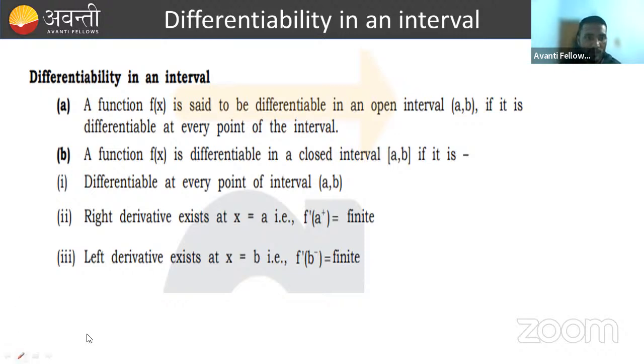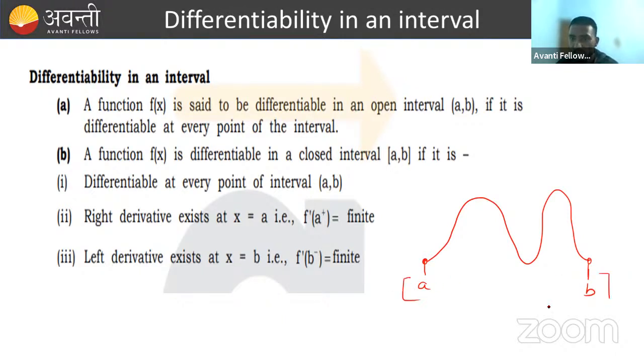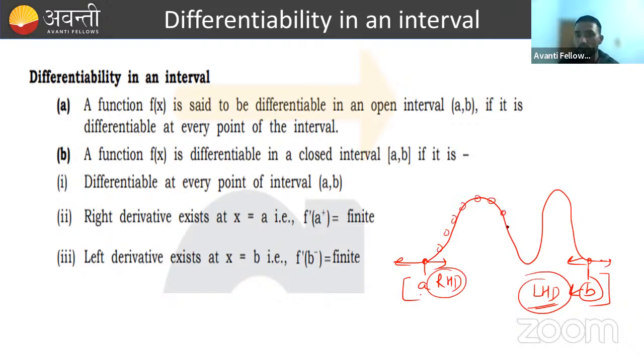Suppose there is a graph like this one, and this is A and this point is B. Since it is closed at A and B, we are not going to this side and we are not going to this side either. So for A, only right is happening, and for B, only left is happening. So for A, you have to check the right hand derivative, and for B, you have to check the left hand derivative. And at all the points in between, you have to check both left hand derivative and right hand derivative. If that holds, we can say that the function is differentiable at each and every point.